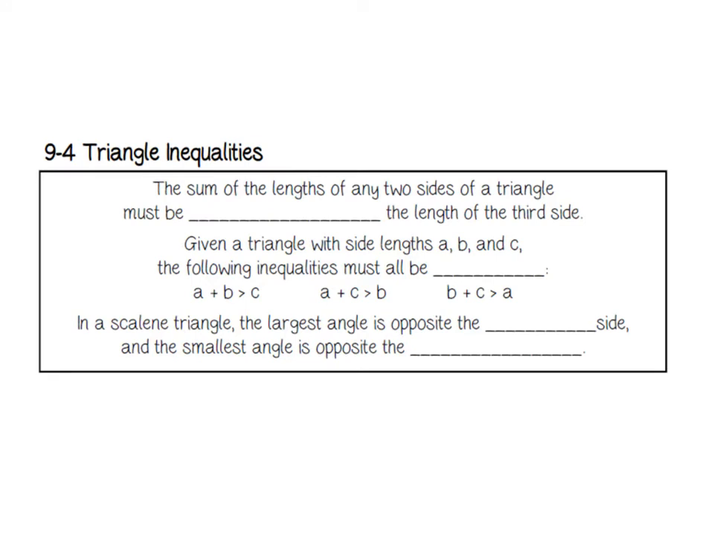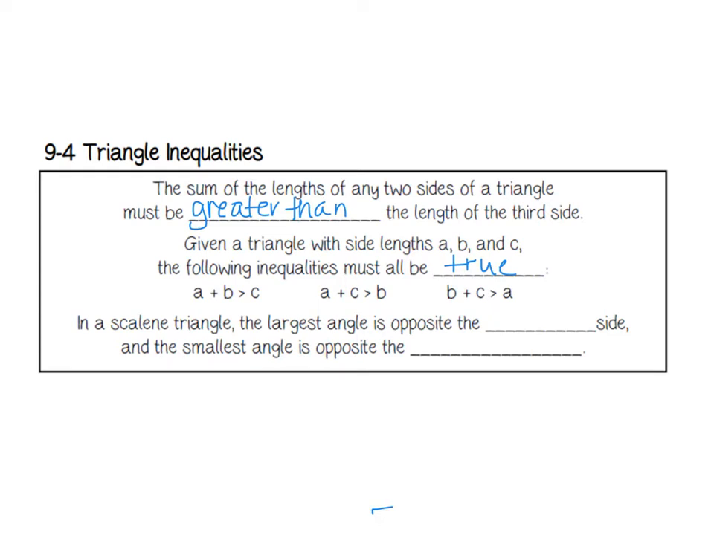So when we're talking about this, we have this rule. This rule says that the sum, when we add them all up, of the length of any two sides of a triangle must be greater than the length of the third side. So given a triangle with the side lengths of A, B, and C, the three sides of the triangle, the following inequalities must all be true. A plus B must be greater than C, A plus C must be greater than B, and B plus C must be greater than A.